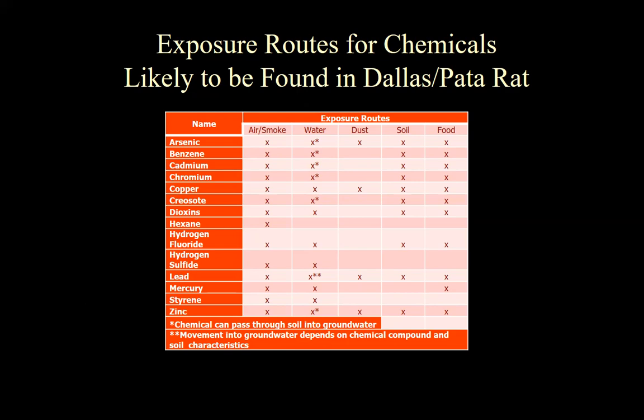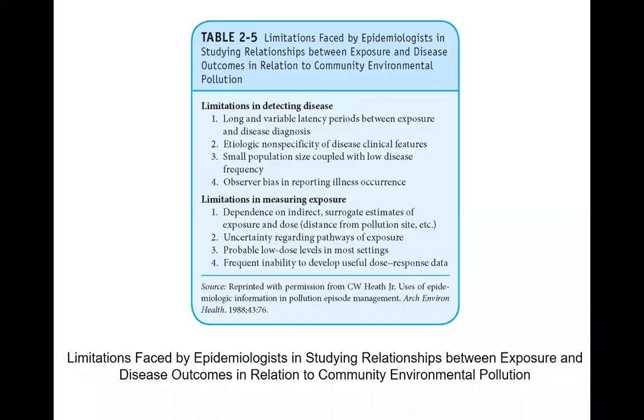So there's limitations in this study, and there's limitations faced by all epidemiologists when they study the relationship between exposure and disease outcomes when you're looking at community environmental pollution. And so these are in the textbook there, the article, Climate Change Epidemiology and the Methodological Challenges provides some really good limitations and challenges as well around epidemiology and environmental health. But I'm going to highlight just a couple here.